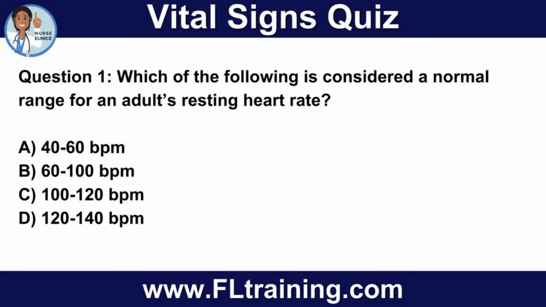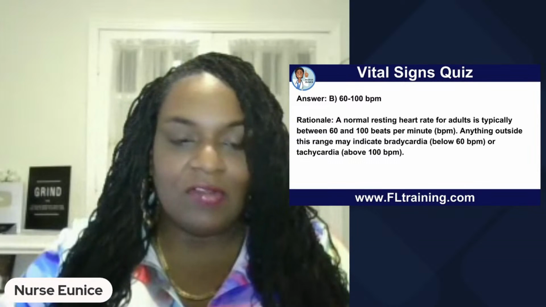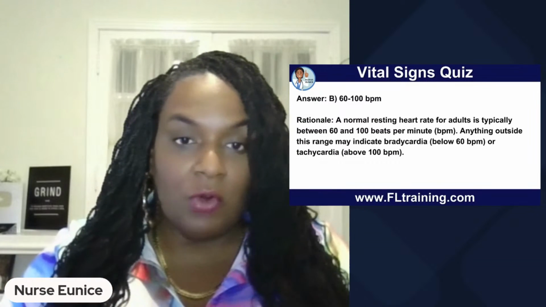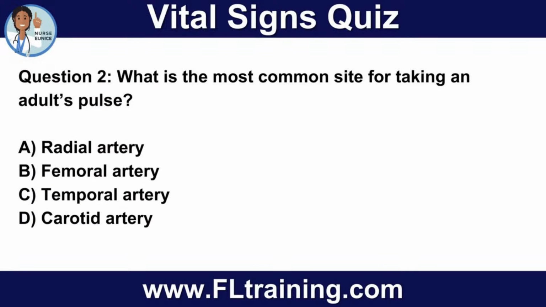And everybody got it correct. Hello, you all are awesome. So if you chose B, 60 to 100 beats per minute, you are correct. Anything outside this range, if it's lower than 60, we call that bradycardia. If it is greater than 100, we call that tachycardia. And don't forget that as a CNA, as a nursing assistant, you report to the nurse anytime something is abnormal. So normally, if it's within range, you wouldn't have to tell the nurse anything. You could just go to your next patient.